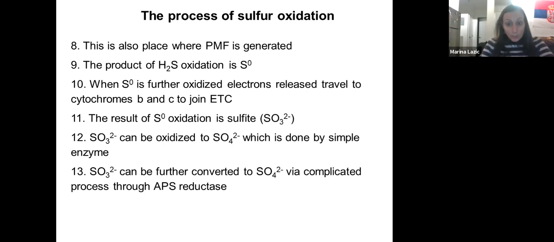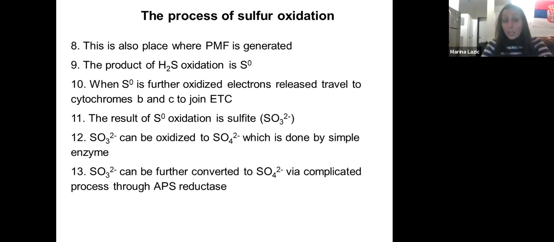The final product, one of the products, is elementary sulfur, but that's not the end. Elementary sulfur can be further oxidized, and electrons are released and travel again to cytochromes to join the electron transport chain. So the whole purpose of oxidation is to get electrons that will be transferred to cytochromes and later to the terminal oxidase.